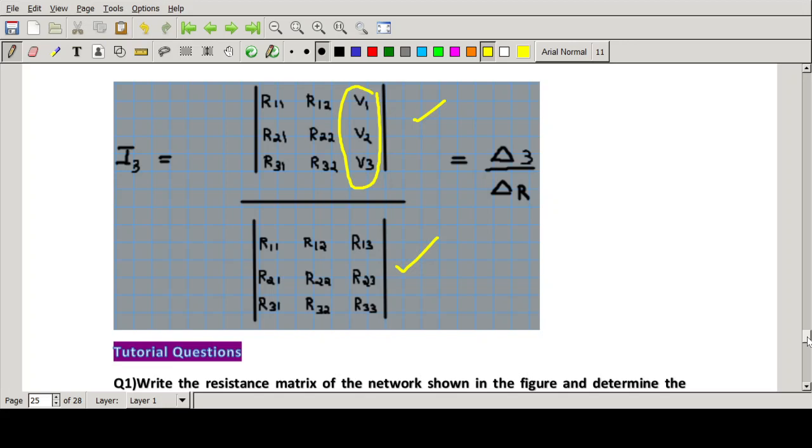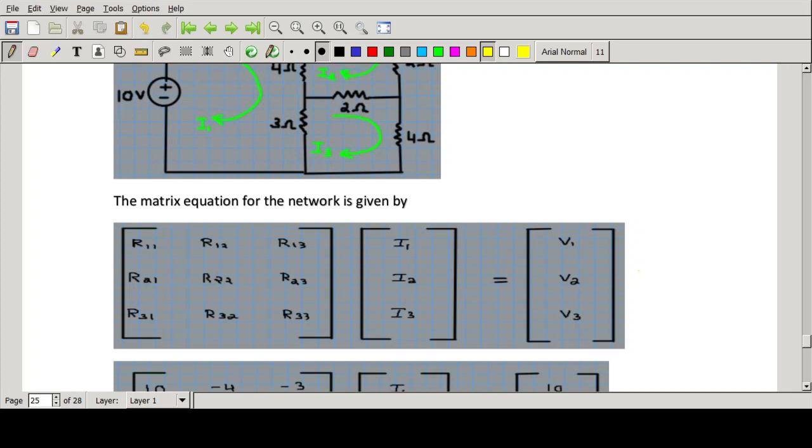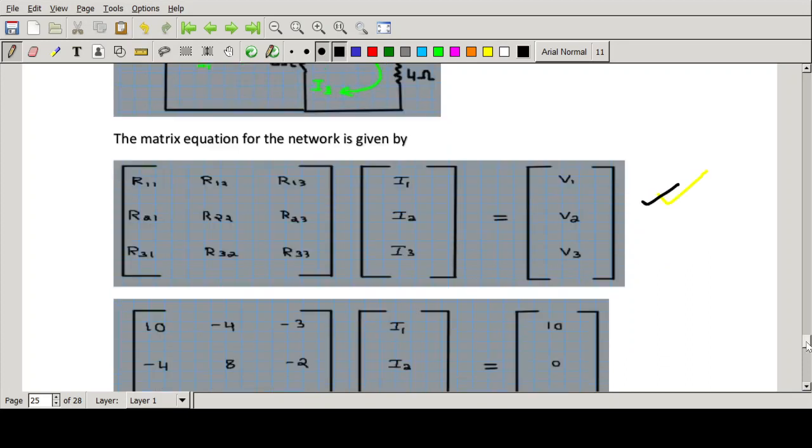So let's go through one very simple problem. Here you can see a circuit. I have marked the values of the currents I1, I2, I3. Now I am not going to write any equation. Straight away I am going to write the matrix. There are three currents, and all three currents I have assumed to flow in the clockwise direction. This is the general expression for the mesh network. Now let's try to find the values of I1, I2, I3.